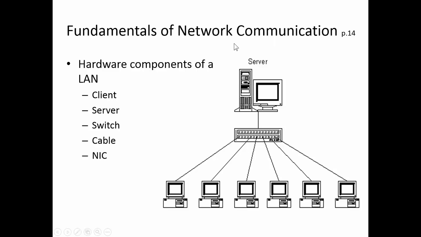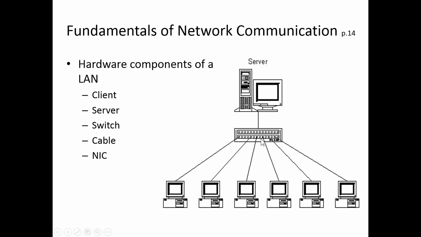Now let's move to page 14, the fundamentals of network communication. Let's look at the hardware components of a local area network. A local area network is made up of a client, a server, a switch, cable, and network interface cards. The client is not the customer. The client is the computer. It is the workstation. The client is the workstation. The server is a big centrally located computer that everybody can save data to. A switch is a junction box that allows everyone to connect.